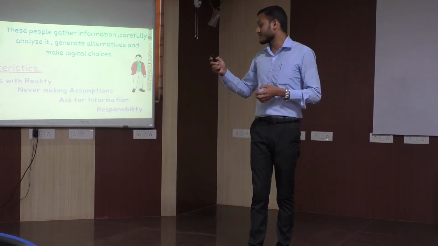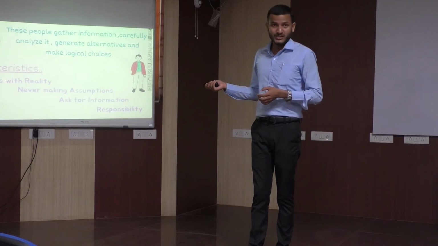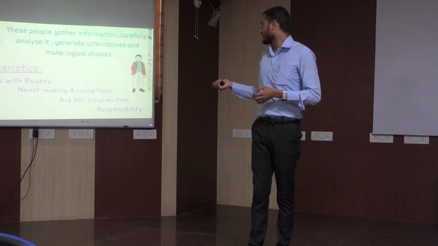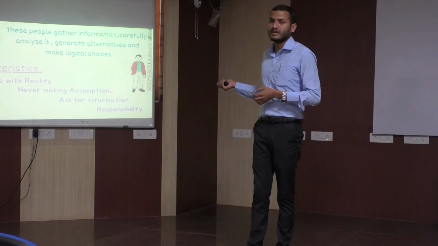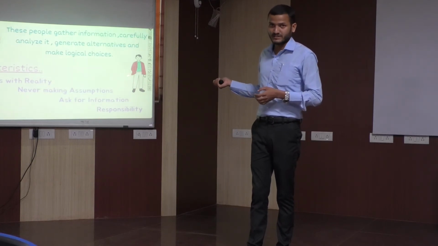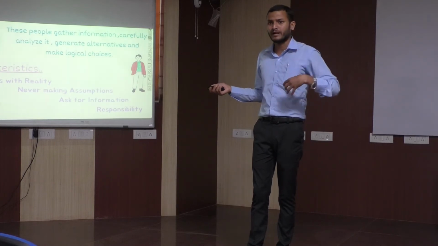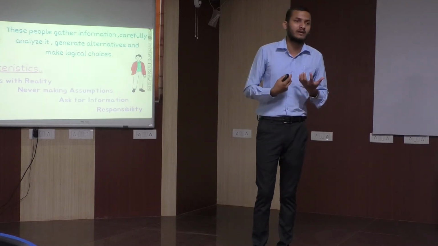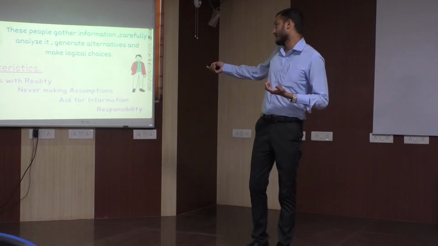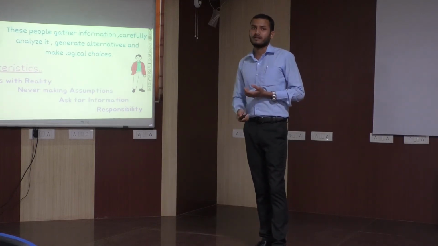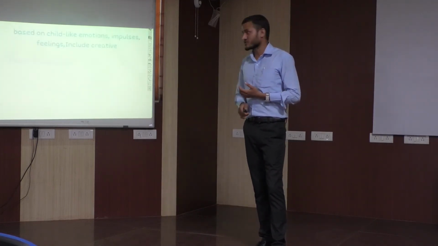So what are the characteristics? They deal with reality, never make assumptions, ask for information, and also take responsibility. Because if you are an adult, responsibility automatically comes to your mind and you need to handle it, and that characteristic comes in your adult ego. So right now, this is a very interesting thing.